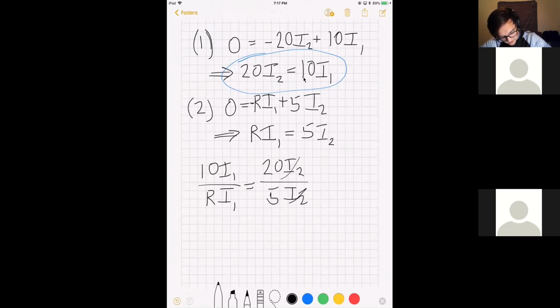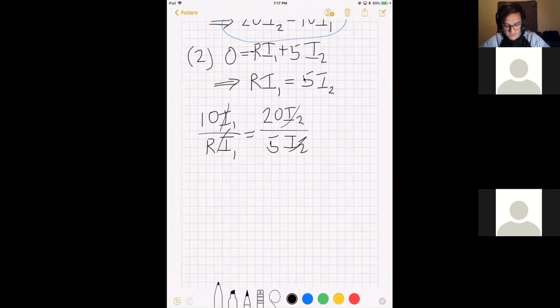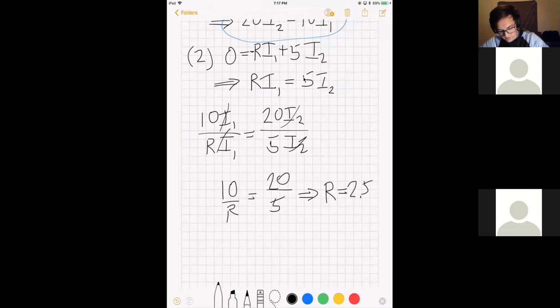So you're allowed to do that. You can cancel out the currents, and so now we see it doesn't depend on the currents, and currents are not something we know, so we're feeling good about where we're going. So we get 4 is equal to 10 over R, which means that R is equal to 2.5 because it ends up being 10 divided by 4. So 2.5 ohms is the correct answer, which is A.